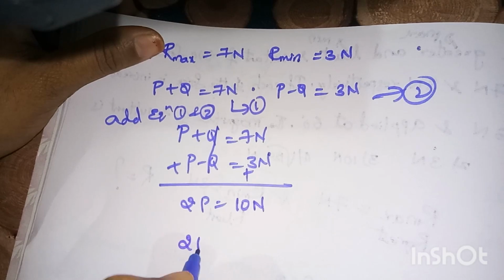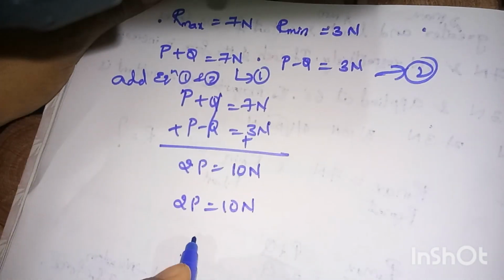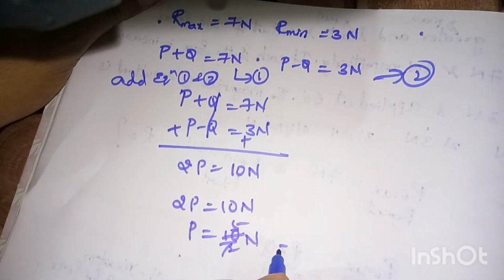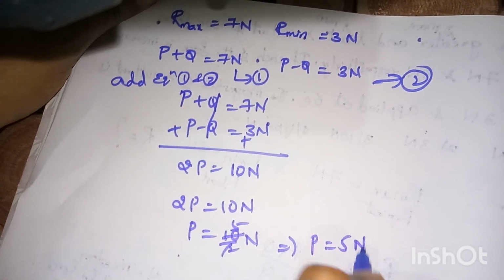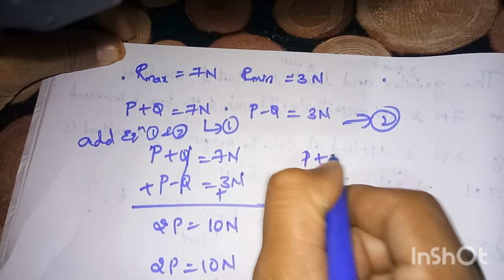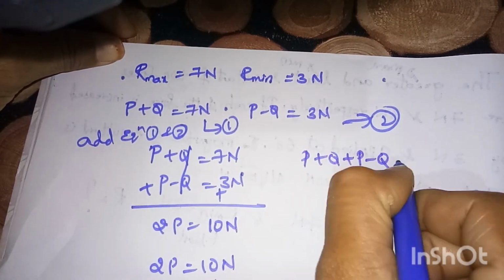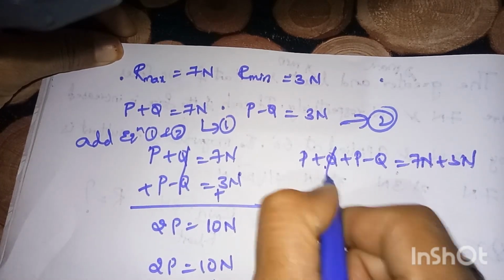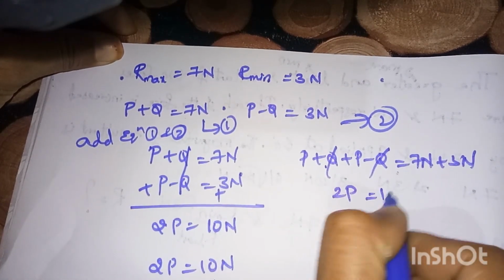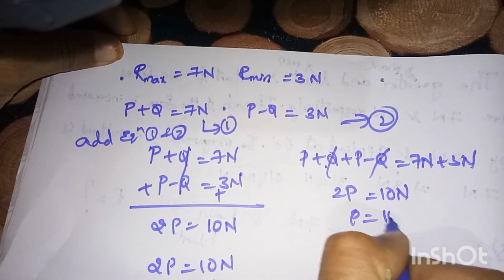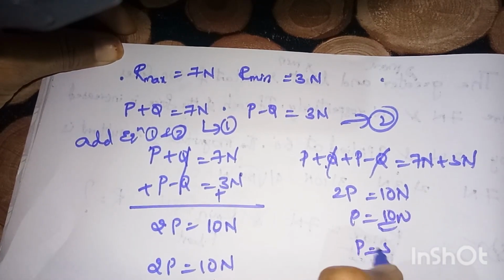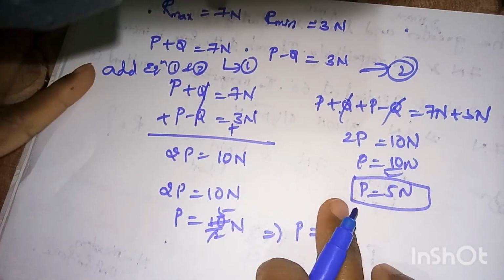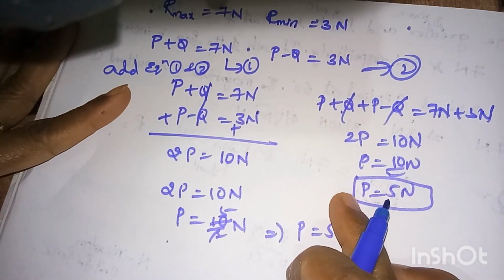So 2P is equal to 10 Newton. So P equals 10 by 2 Newton. 2 fives are 10. So what will you get? P as 5 Newton. So adding means P plus Q plus P minus Q is equal to 7 Newton plus 3 Newton. Minus Q plus Q will cancel. 2P equals 10 Newton. P is equal to 10 by 2 Newton. P equals 5 Newton. You can solve for P in this way or that way. With the help of P we can find the value of Q.